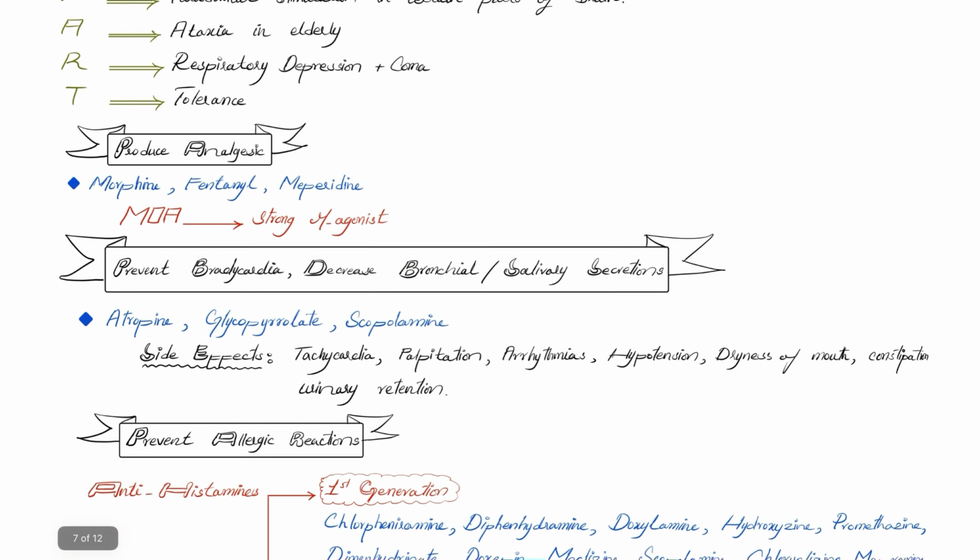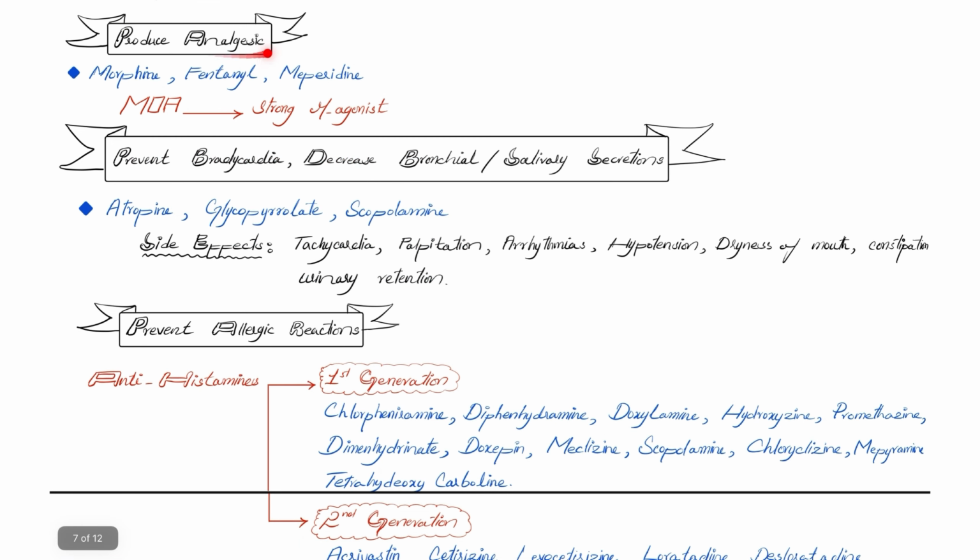Now, medicines which are used to produce analgesia. Analgesia means relief of pain, means pain free. For example, morphine, fentanyl, meperidine, and they are strong mu agonists. But you can also use partial mu agonists like nalbuphine and toradol. Now, medicines which are used to prevent bradycardia or decrease bronchial and salivary secretions are atropine, glycopyrrolate, and scopolamine. The side effects of them are tachycardia, palpitation, arrhythmias, hypotension, dryness of mouth, constipation, and urinary retention.